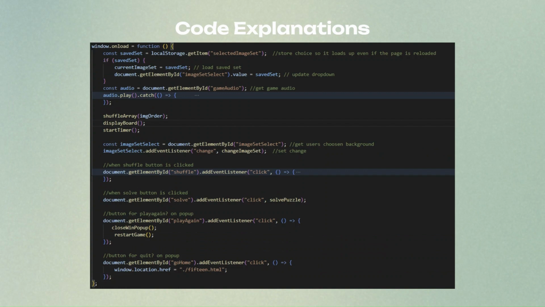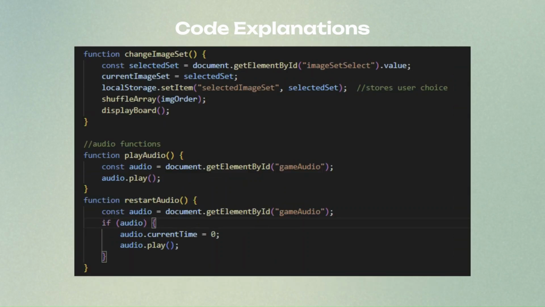This function is also where the audio feature is created. And then this function also handles the event listeners for the shuffle, solve, and the other buttons that appear on the pop-up windows. What you can see are the play again button and the go home button. This function also calls the display board function, which will display the grid along with the background images, and the shuffle array function, which shuffles the array, and then the start timer, which starts the countdown timer.